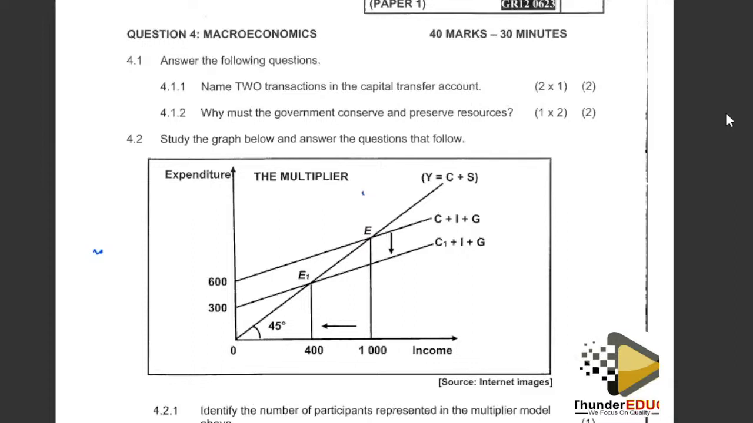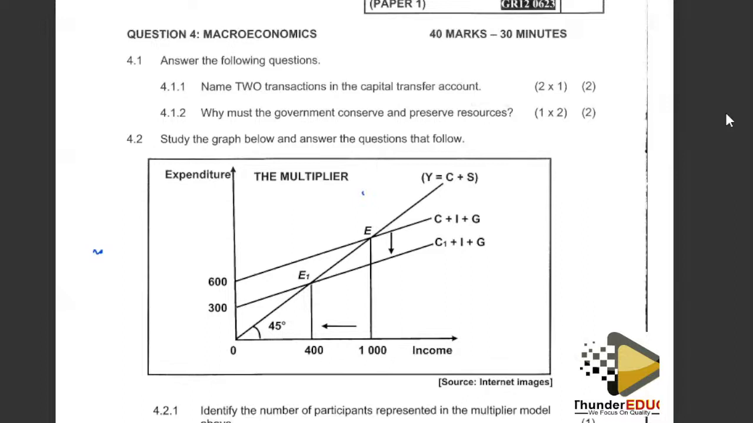Okay, right. So now, let's check 4.1. 4.1 reads as follows. Answer the following questions. So now under 4.1, we have two sub questions, which is 4.1.1 as well as 4.1.2. Okay, right. So now 4.1.1 goes as follows. Name two transactions in the capital transfer account. So now what is this capital transfer account? Capital transfer account is the account that records the transactions pertaining to fixed assets. So now these are transactions that are taking place between or amongst different set of countries. Okay, right. So now the transactions that are actually appearing here, we said that we have debt forgiveness, we also have grants relating to the ownership of fixed assets, we also have financial claims and liabilities from migrants.